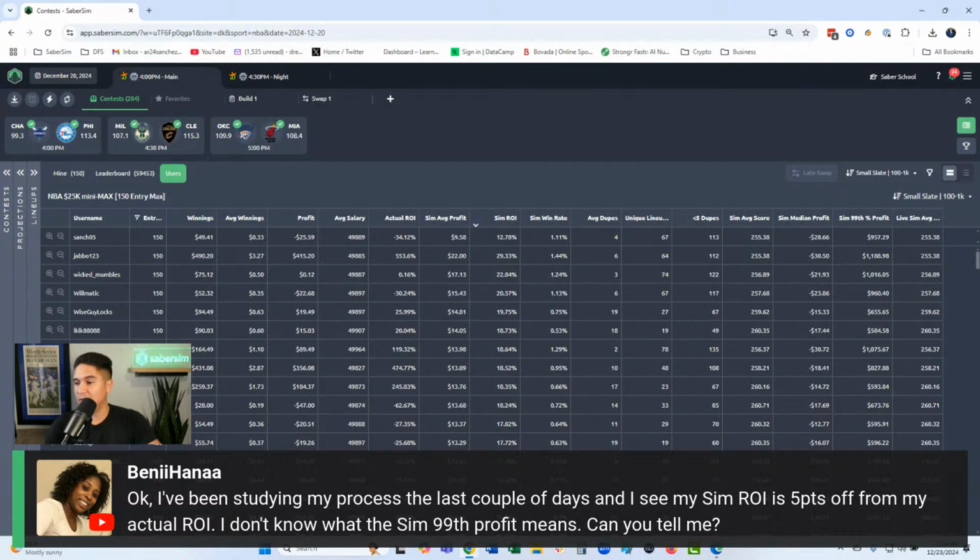So, Benny Honest said, I've been studying my process the last couple of days, and I see my sim ROI is 5 points off from my actual ROI. I don't know what the sim 99 profit means. Can you tell me? Okay, so 2 things here. Your sim ROI and your actual ROI will probably always be off. That's super normal. It's because we're running this slate 100,000 times, and what actually happened can be so different than your results. But that's why we do that, right?